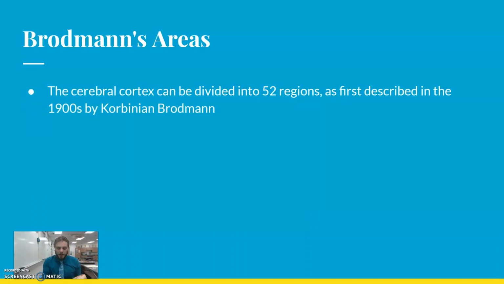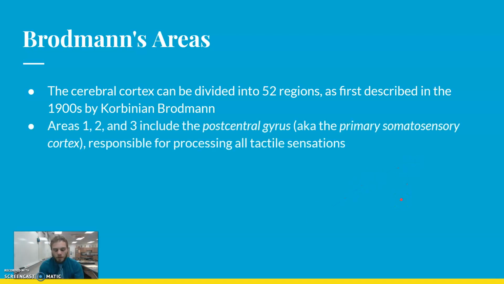The cortex can be divided into 52 different regions based on what information is coded for in each of those regions. They're called Brodmann's areas, named after Corbinian Brodmann, who first discovered these regions back in the 1900s. And so he broke these down into 52 regions based on what was being controlled in each region. I'm not going to expect you to know all 52 regions. I'm just going to highlight a few important ones here, starting with areas 1, 2, and 3.